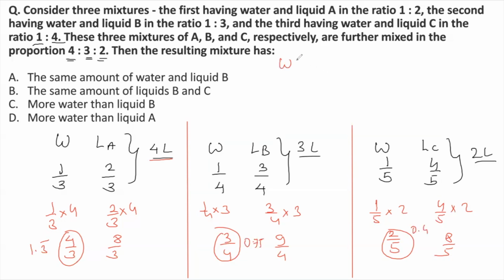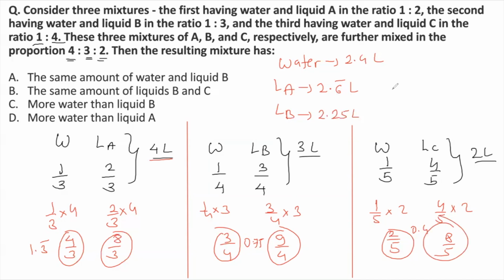So the total water content right now when you mix them is 1.3 plus 0.75 plus 0.4. That is roughly 2.4 liters of water, roughly. Liquid A content is 8 by 3 liters, guys. That's 3 2s are 6 and 3 6 are 18 recurring, 2.66 liters. Liquid B content is 9 by 4 liters. That's 2.25 liters. And liquid C content is 8 by 5. 8 by 5 basically is 1.6 liters.